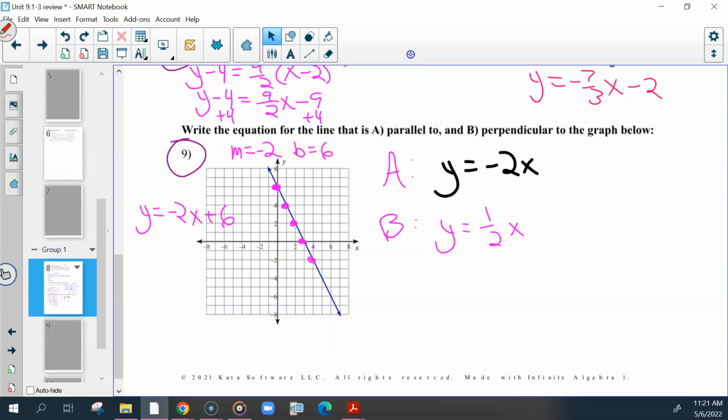So these are your alternates. This goes with this, and then. Yeah. Okay.